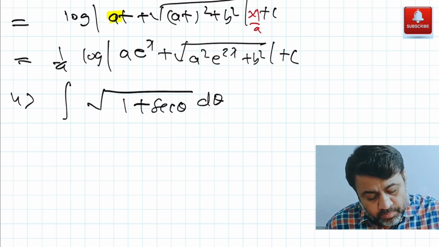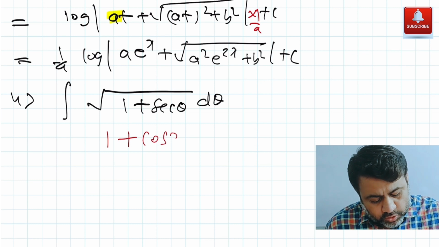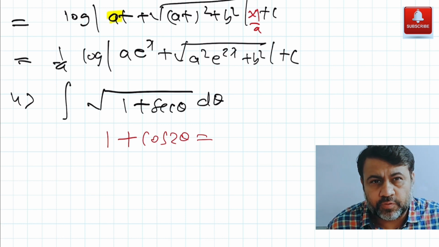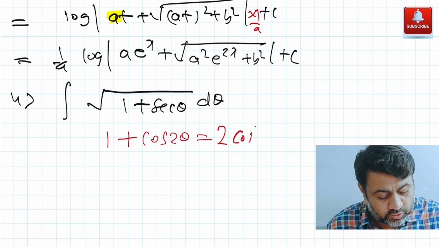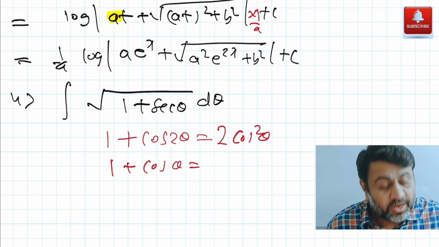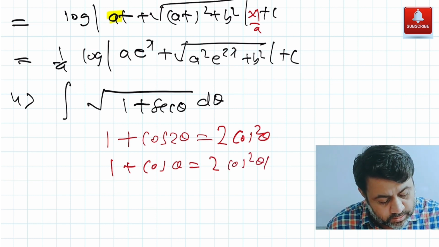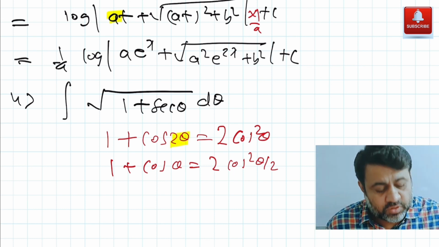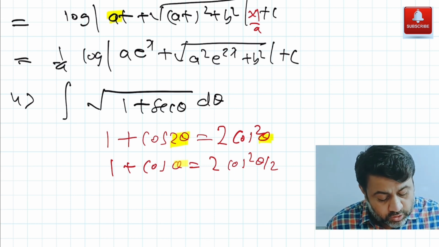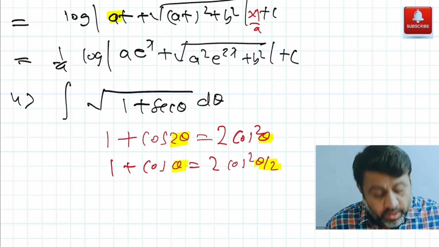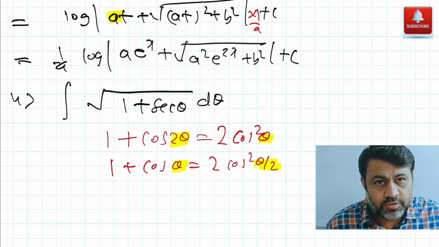One is, do you remember the formula for 1 plus cos 2 theta? Do you remember? It is 2 cos square theta. Next, for 1 plus cos theta, what will we write? We will write 2 cos square theta by 2. So observe that if the angle on the left hand side is 2 theta, the angle on the right hand side is theta. So if the left hand side has theta, the right hand side will have theta by 2. Okay. So I am going to use this concept in this question.